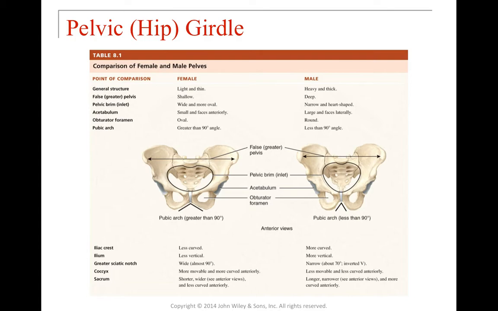The other difference is the shape of the acetabulum, so where the hips actually interact with the femur, is going to be a little bit different. So for the female, the acetabulum is small and faces anteriorly. And for the male, it's larger and it faces laterally. So instead of facing forward, it faces laterally. So it's just a little bit of a difference in where the hip actually connects to the femur.